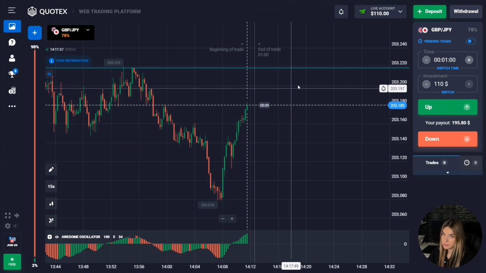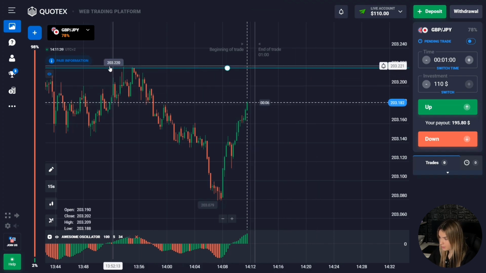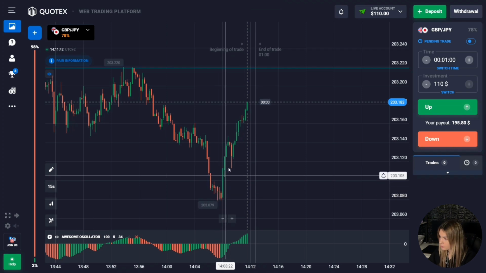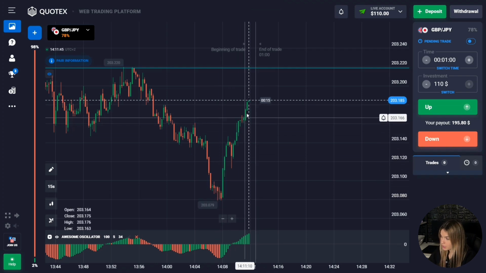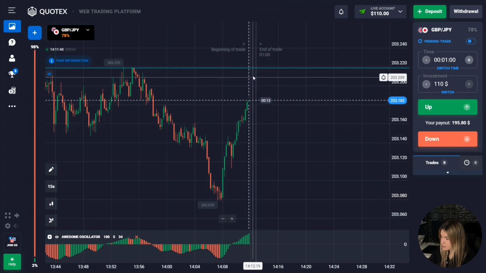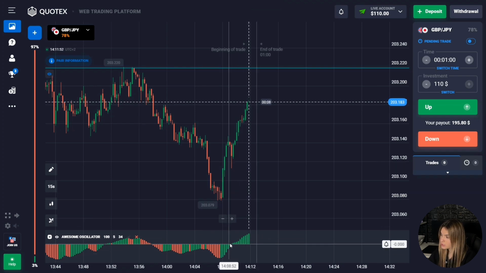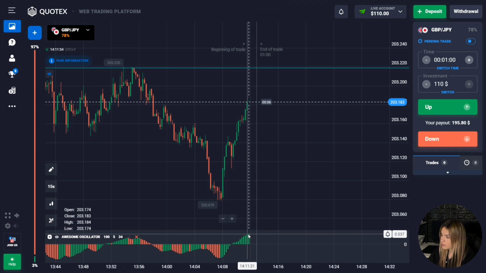We have a resistance level at the top here. At the same time, we can see that at the moment there is an uptrend and green candles are forming. At the same time, the price is approaching the level and there is still space. We also see that the green histogram is forming, the volumes for the increase are growing. This means that in the near future the price will move up.